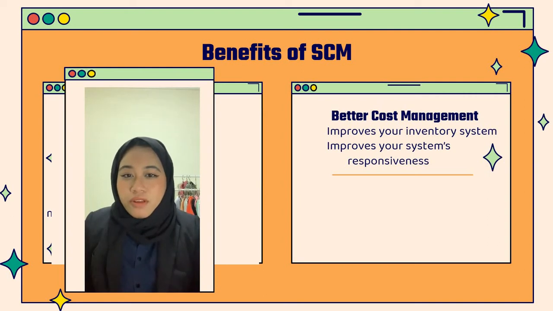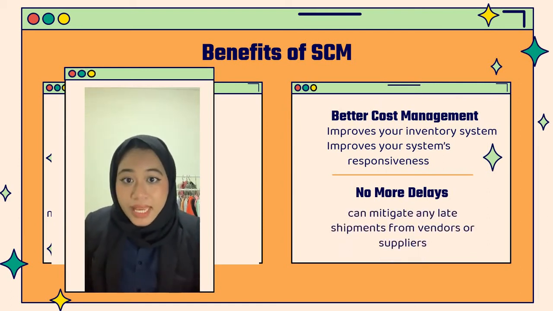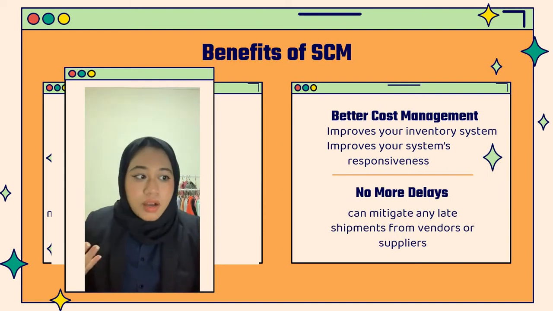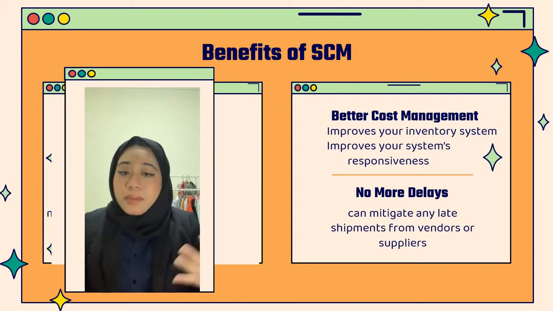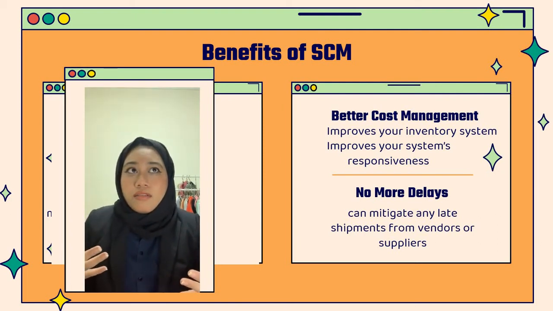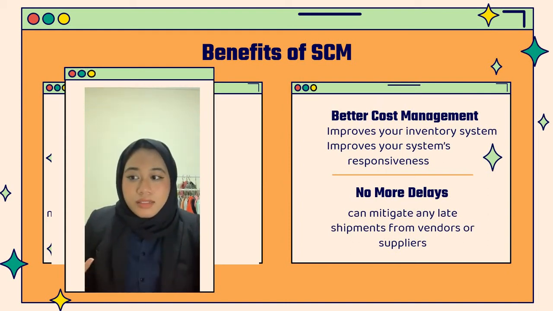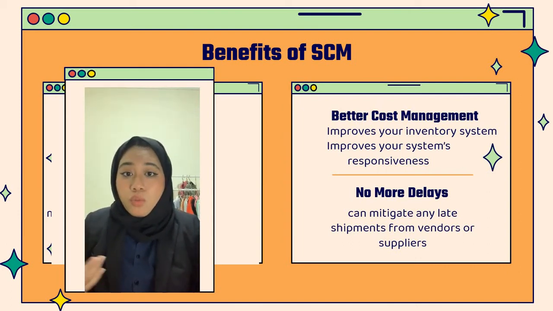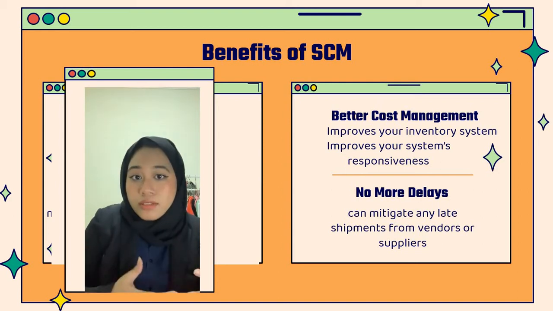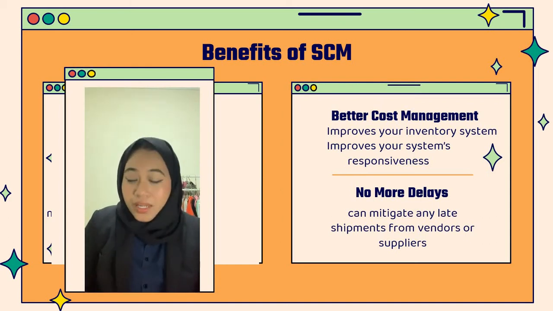And the last point is no more delays, because SCM can help to mitigate any late shipments from the suppliers or to the vendors, so that the management itself will always be monitoring, and there will be no more delays from the raw materials arriving to the company or the finished goods arriving to the consumer.